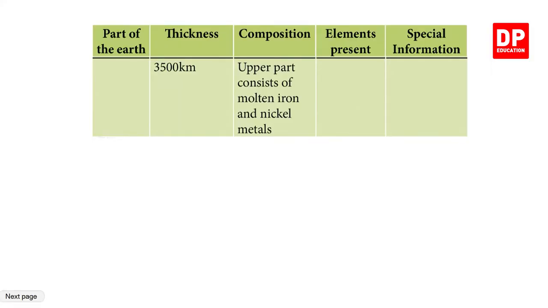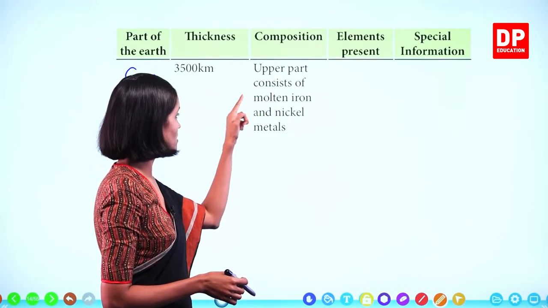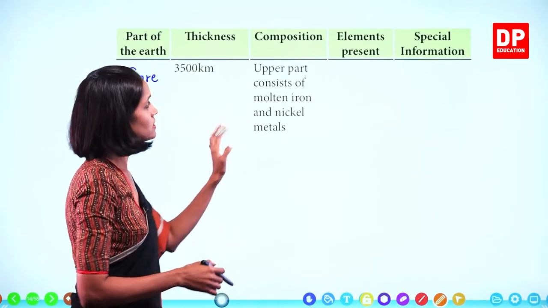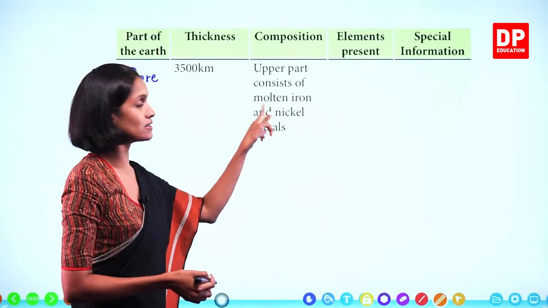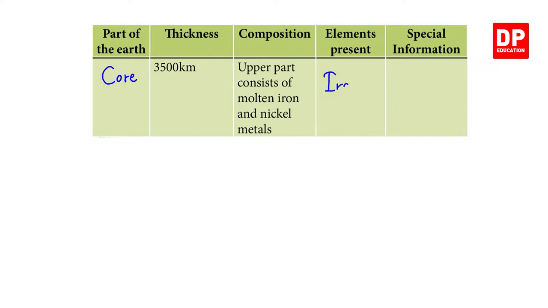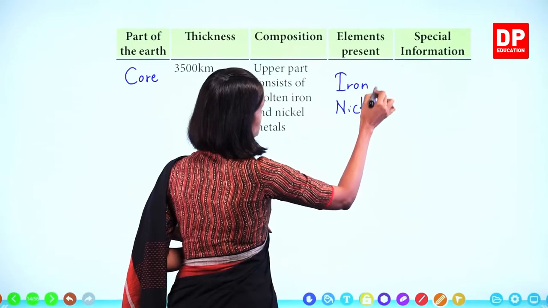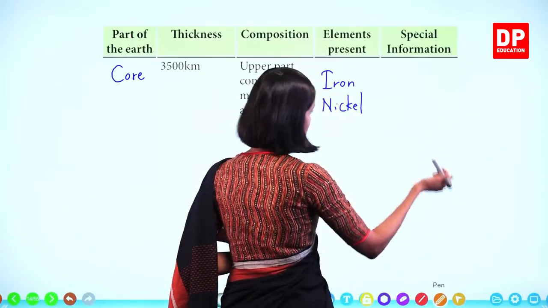Next one. Thickness is 3,500 kilometers. Part is core. Right. Composition. Upper part consists of molten iron and nickel metals. Right. So elements present. Iron, nickel. Another special information. The temperature is very high. Let's write down that one.